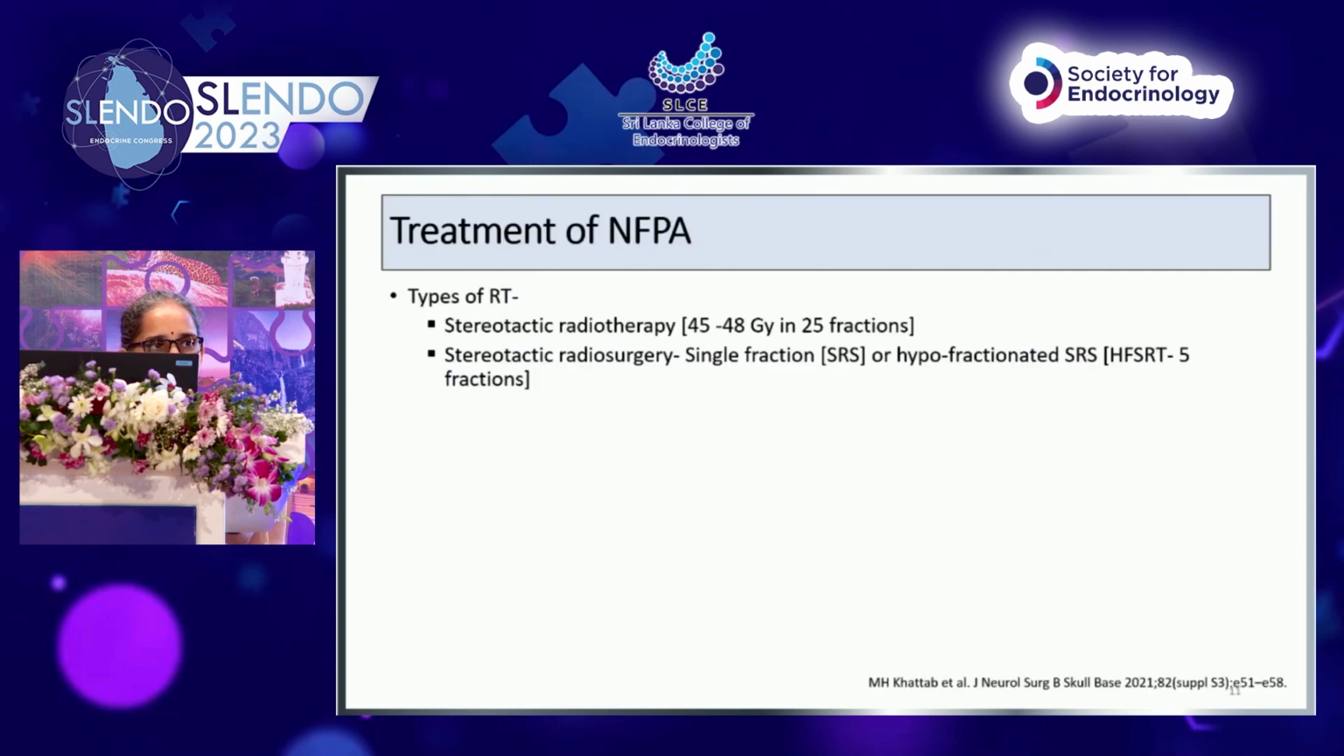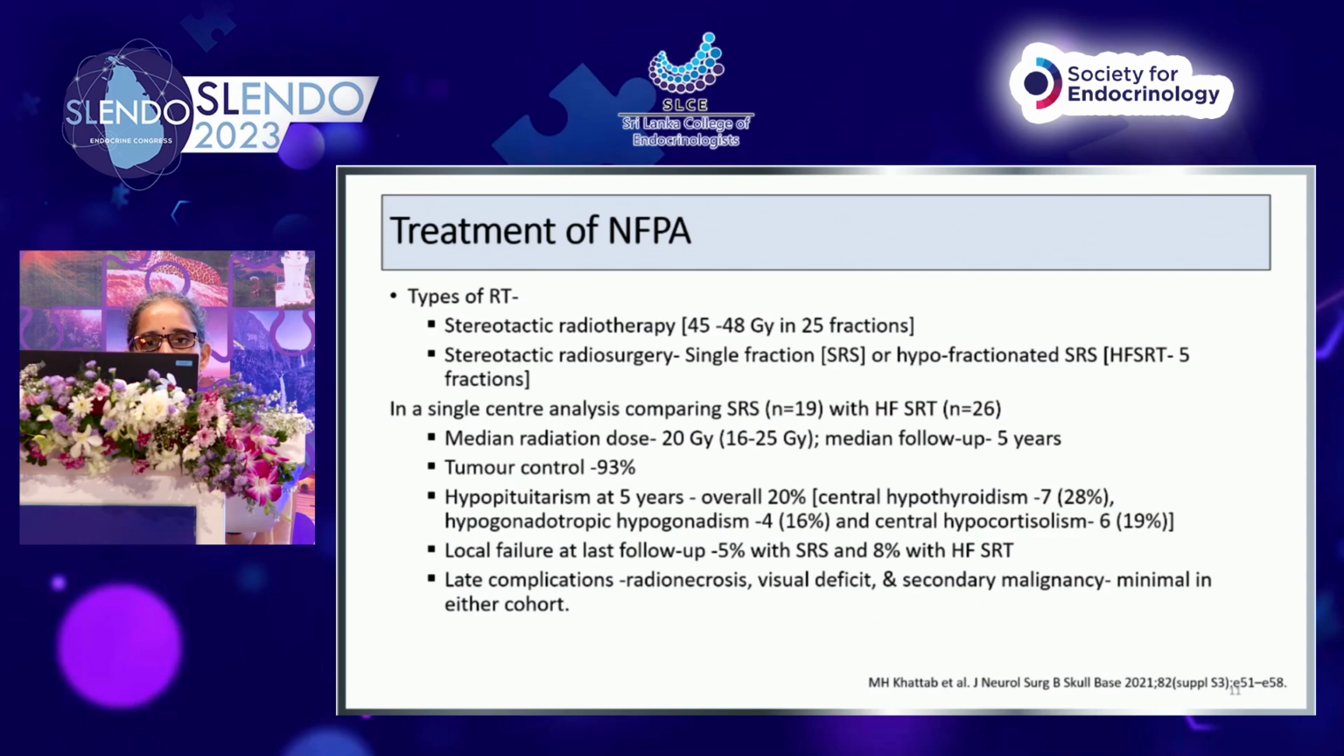Coming to the different types of radiation therapy, we now have fractionated radiotherapy and stereotactic radiosurgery, which can either be administered as a single fraction or as 3 to 5 fractions in hypofractionated radiotherapy. In a single center analysis comparing single fraction SRS versus hypofractionated SRT, the median dose of radiation administered by both the methods was about 20 gray. With a median follow-up of 5 years, tumor control was similar by both the methods, about 93%. Hypopituitarism at 5 years was also similar, about 20% in both the groups. And local failure rate was 5% with SRS and 8% with hypofractionated SRT.